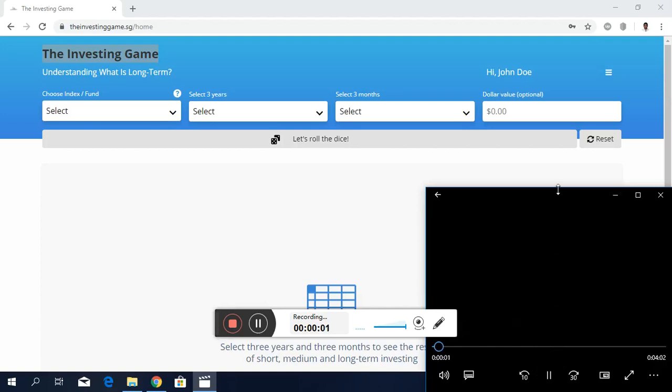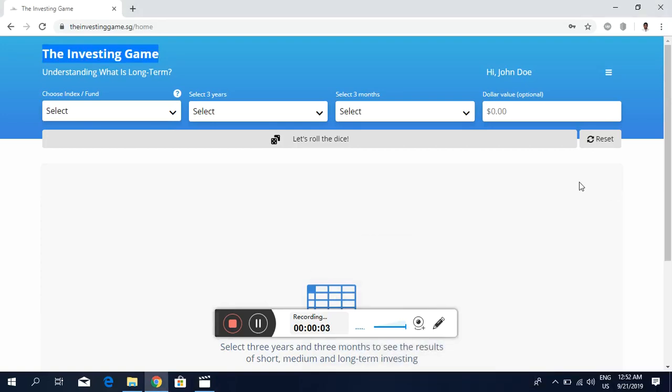Hello everyone. This investing game will show your clients that a diversified portfolio of equity investments, such as unit trusts, investment-linked policies, or exchange-traded funds are for the long term, and the long term is actually around 10 years. Holding investments for the long term is one of the most important steps required for successful investing.